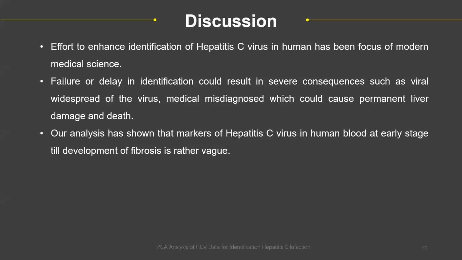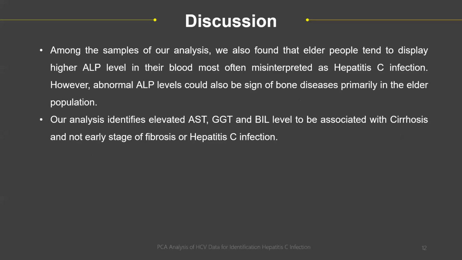So our analysis has shown that markers of hepatitis C virus in human blood, from the early stage till the development of fibrosis, are rather weak. Among the samples in our analysis, we also found that elderly people tend to display higher ALP levels in their blood, which is most often misinterpreted as hepatitis C infection. However, abnormal ALP levels could also be a sign of bone diseases, primarily in the elderly population.